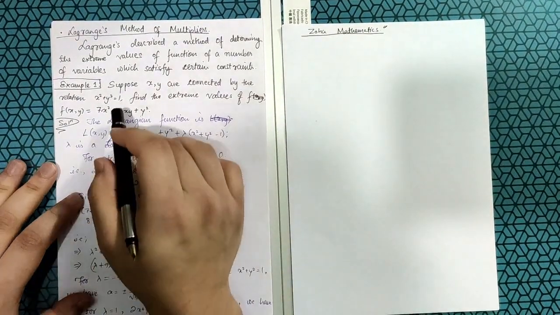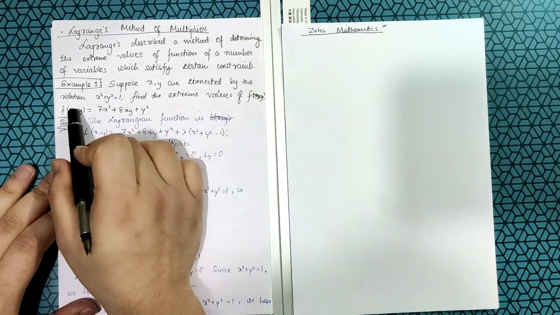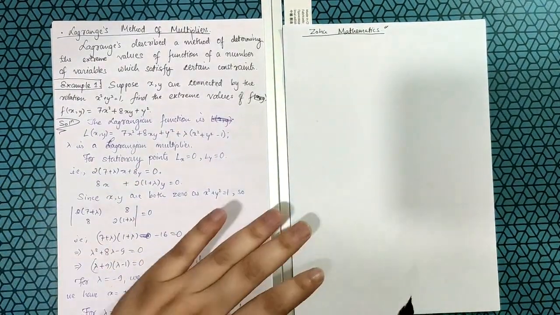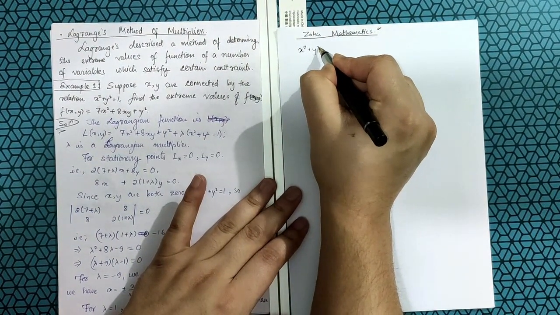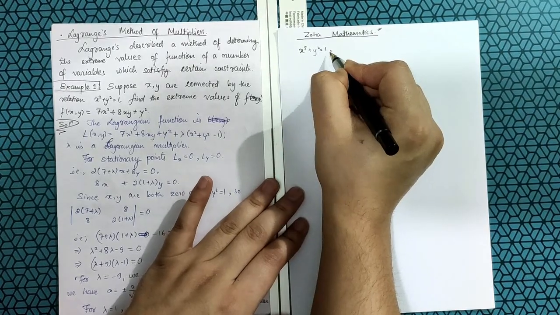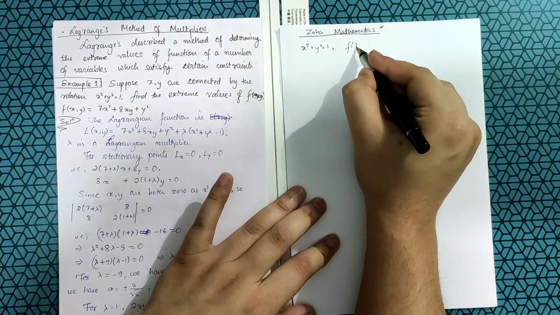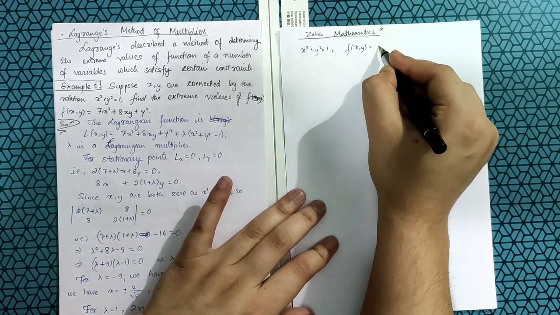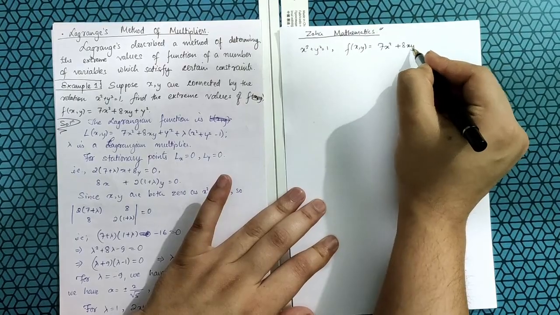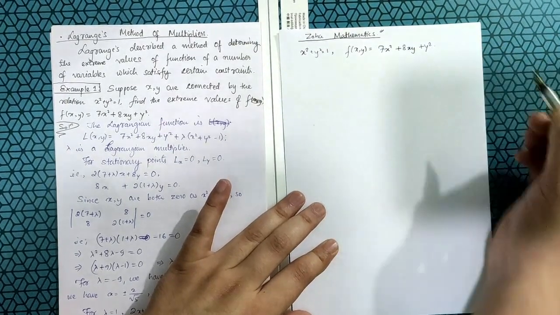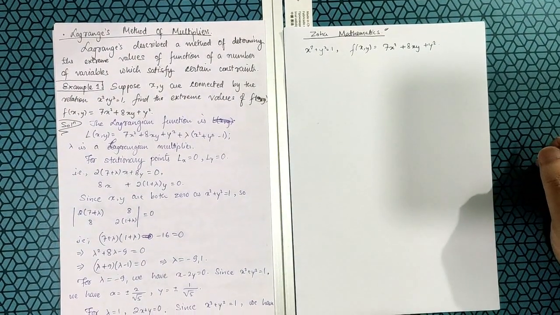So suppose x, y are connected by the relation x square plus y square is equal to 1. Find the extreme values of f of x y is equal to 7x square plus 8xy plus y square. So we need to find the extreme points of this function.